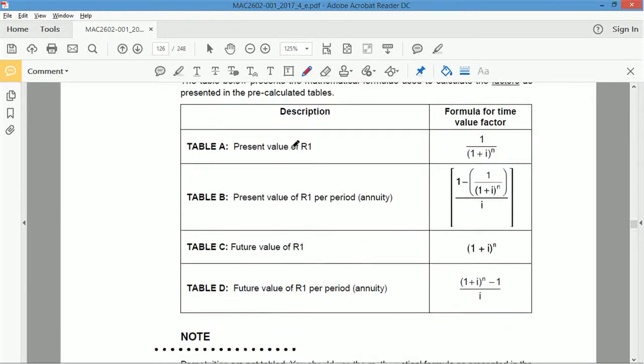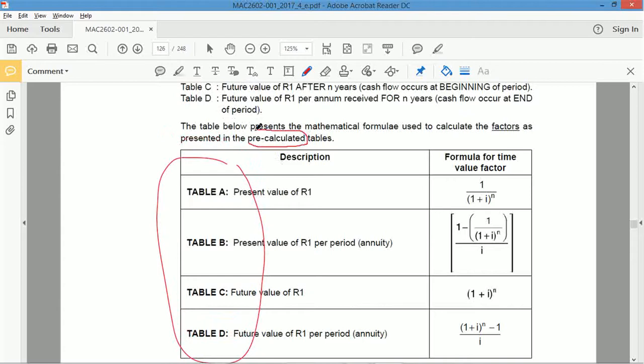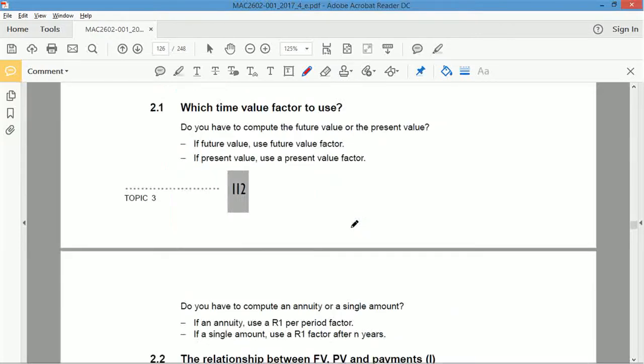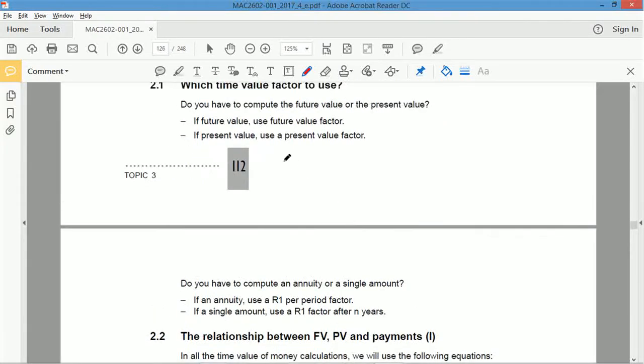Okay, table A, present value of 1 Rand. Table B, present value of 1 Rand for an annuity. Table C is the future value of 1 Rand, and D is the future value of 1 Rand but for an annuity. Okay, so again, as I said, these tables use pre-calculated factors that help you to determine what the actual answer is for a future value or present value amount. Okay, we're going to use the financial calculator, so more practice.